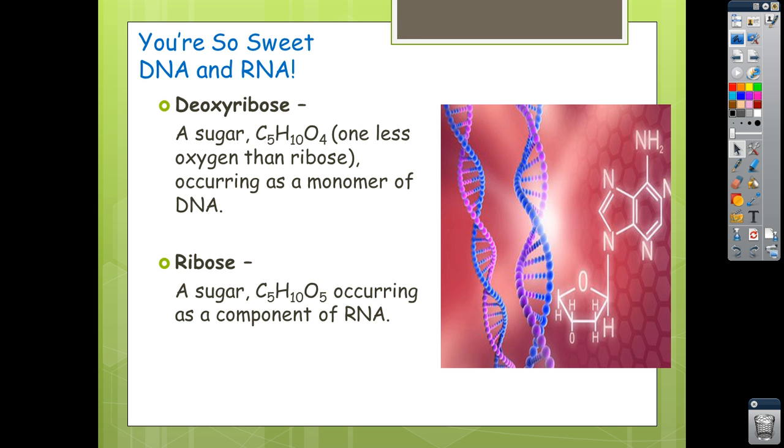The major difference between DNA and RNA is very simple. 1 less oxygen. DNA has 1 less oxygen than RNA does. So as you can see, the component here in this example, let me start here. In ribose, in RNA, you have 5 carbon, 10 hydrogen, 5 oxygen. DNA is going to have 1 less oxygen. Instead of 5, it's going to have 4. You can also think of ribose as having 1 more oxygen than DNA.